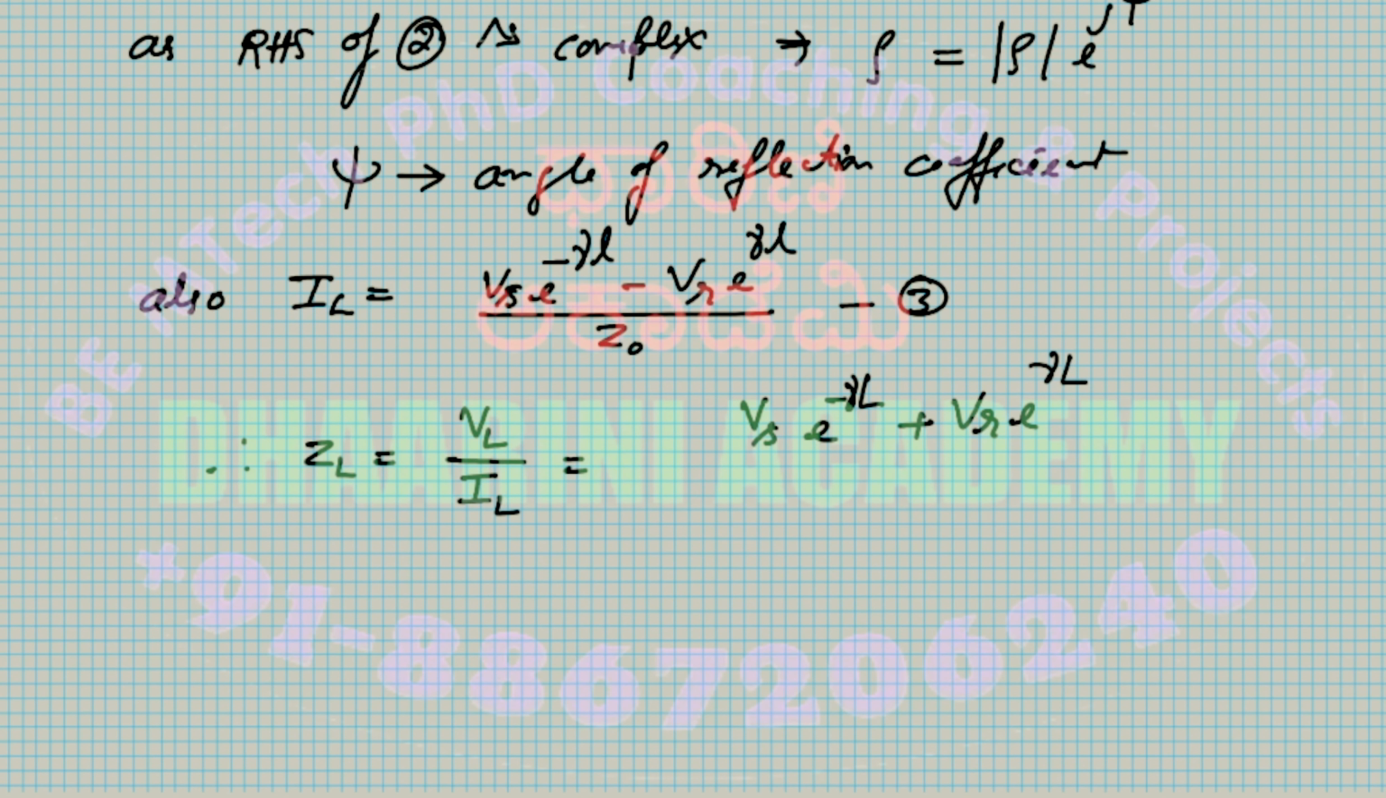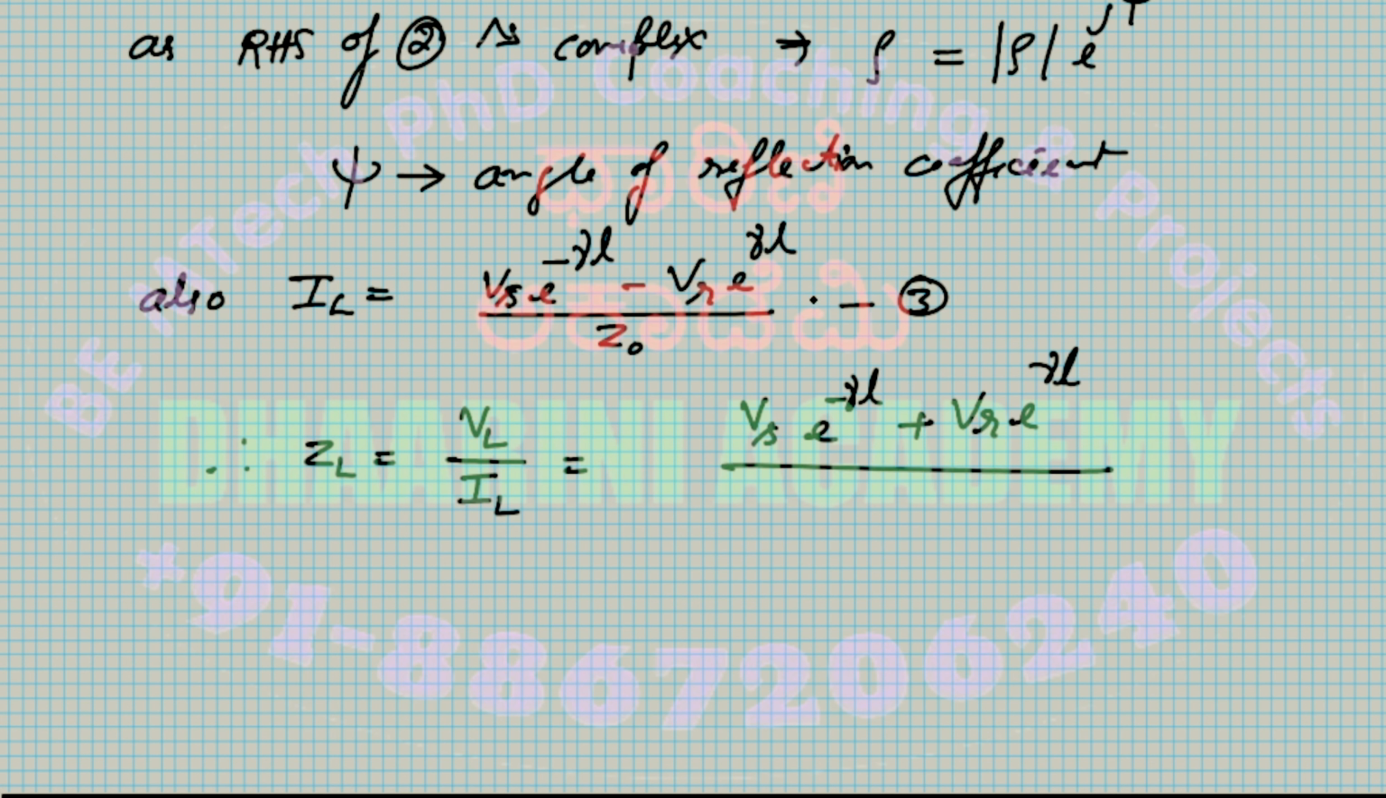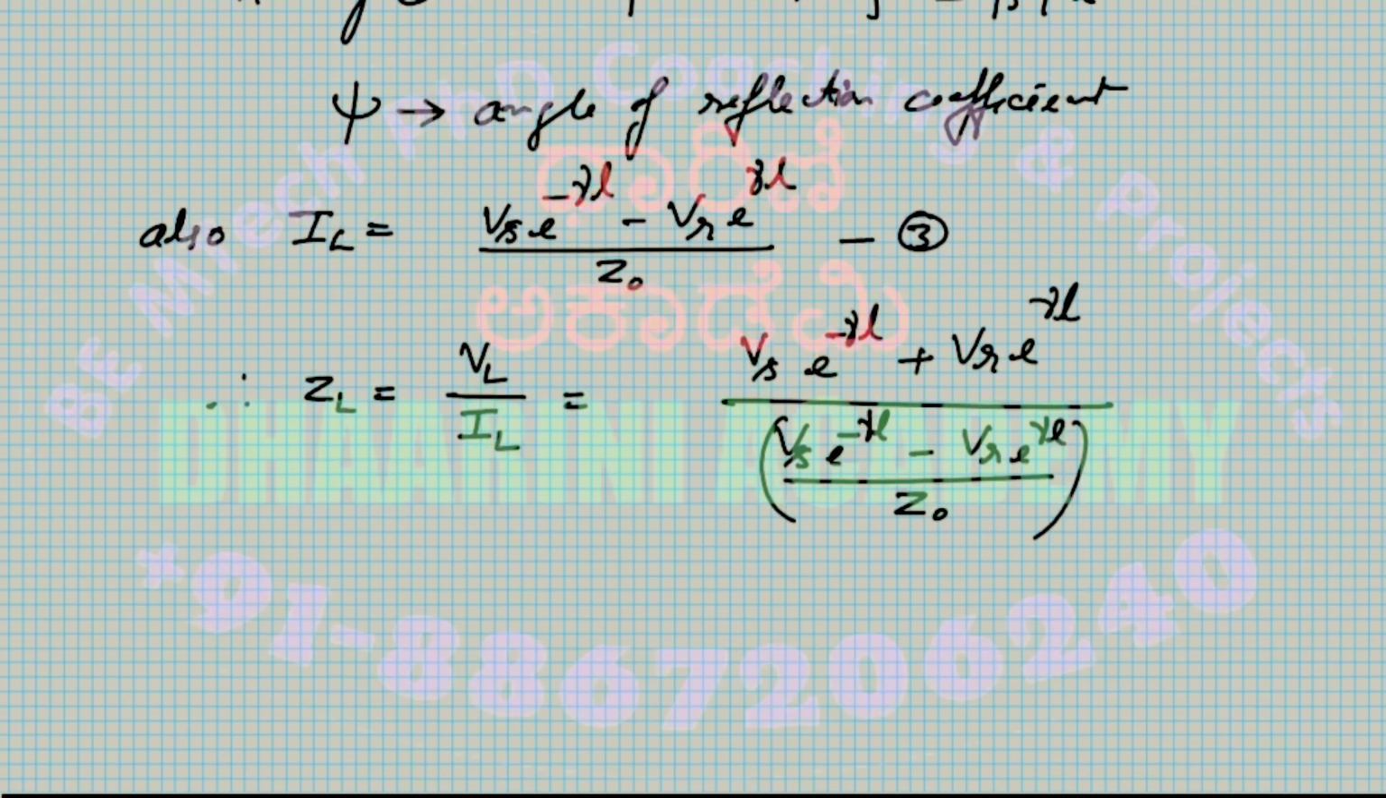I think I wrote L small. I should write small. Sorry. Okay, this is minus gamma L, this is gamma L, all divided by. Now from equation 3, I can write this as Vs e to the minus gamma L minus Vr e to the power gamma L divided by Z naught. Right? So yes, as you told, I'll directly bring it to the numerator.